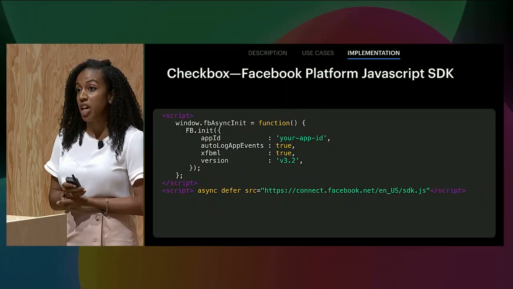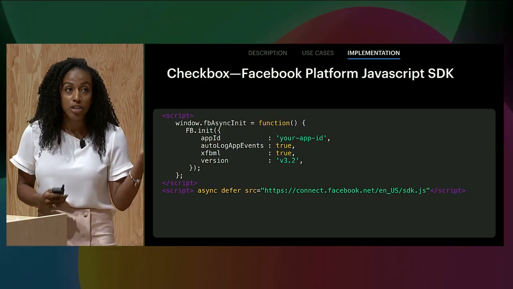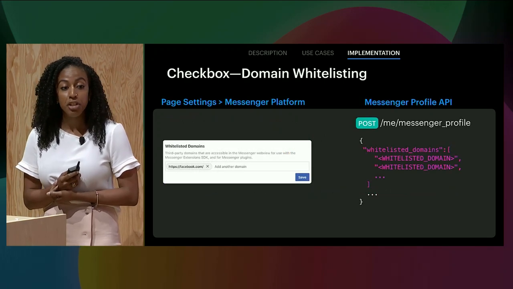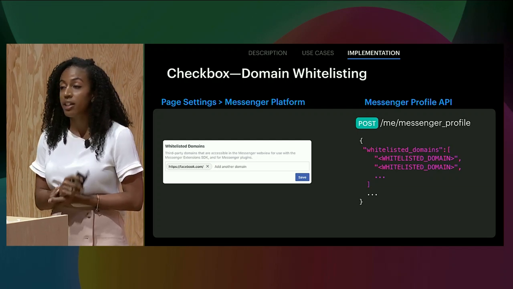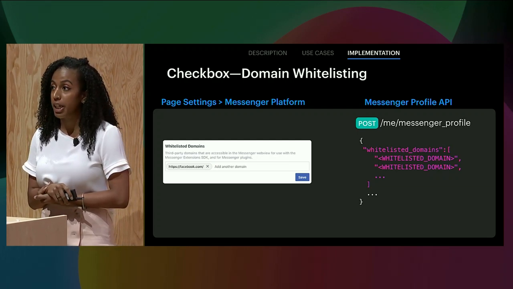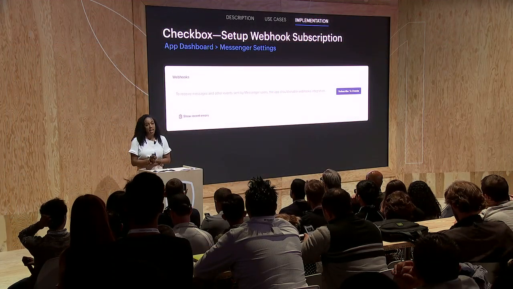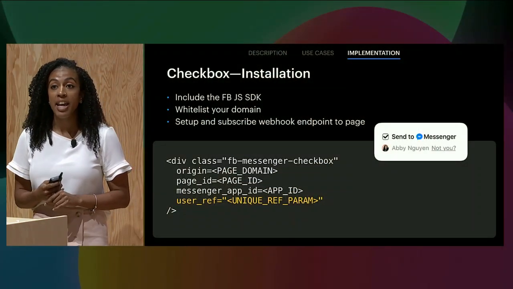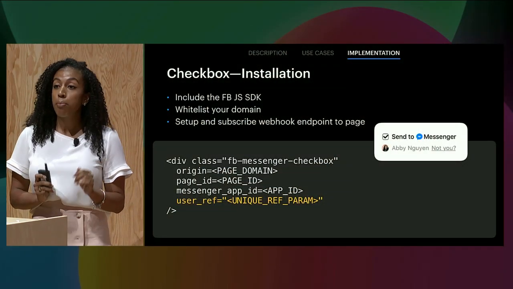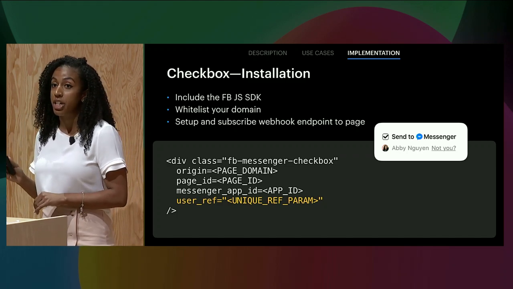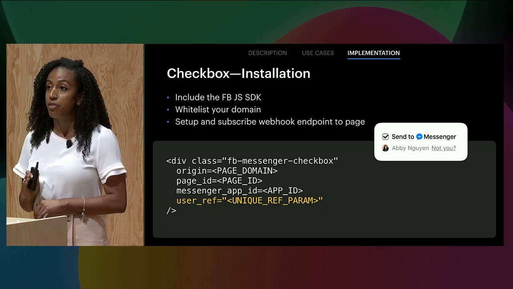The installation for the Checkbox plugin and Send to Messenger plugin will also require the Facebook JavaScript SDK. Then you'll need to whitelist the domain where you'd like it to render using the same methods we mentioned earlier. And then again, make sure that your webhook endpoint is configured properly. After steps 1 through 3 are complete, you can go ahead and include the div element. It's important here that the user ref attribute that you use is a unique string upon each render. If this is not done, the plugin will not render for you.